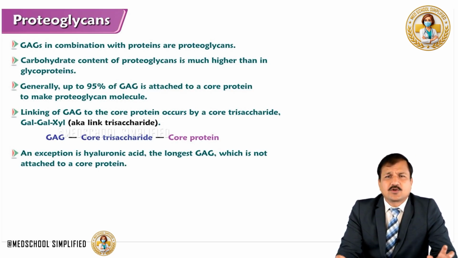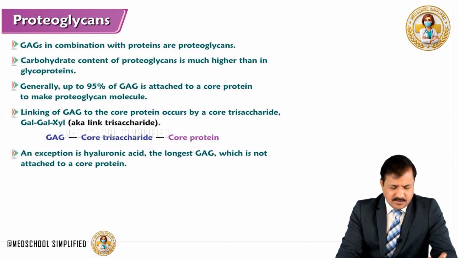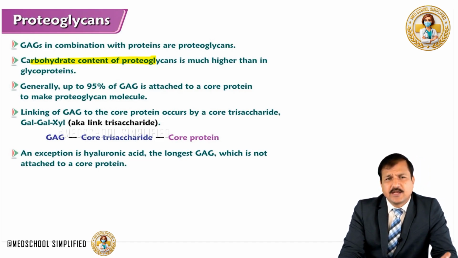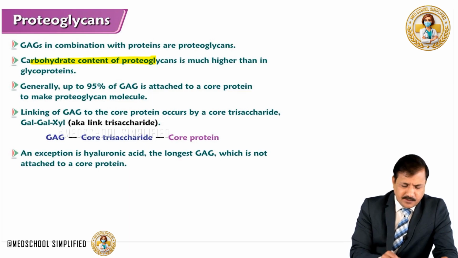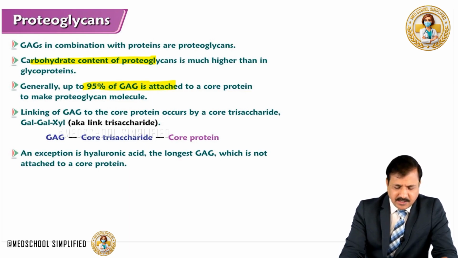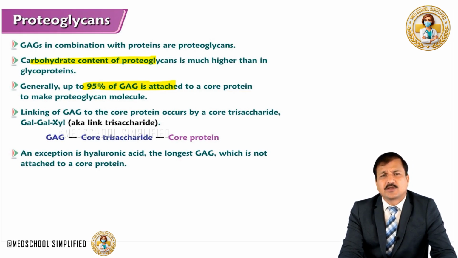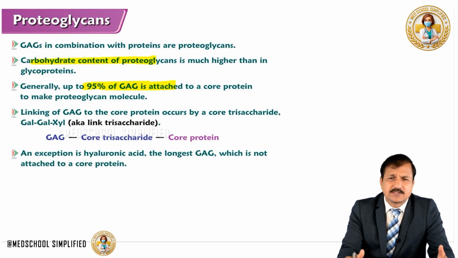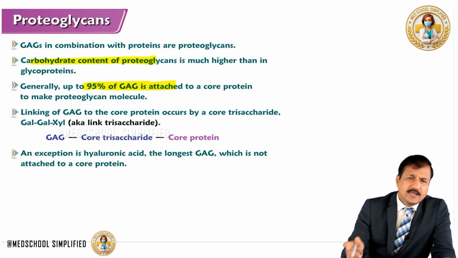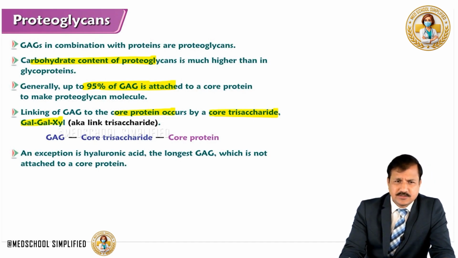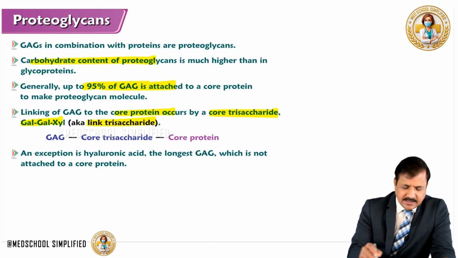Glycosaminoglycans interact with core proteins to become a proteoglycan molecule, and the carbohydrate content in proteoglycan is much higher than glycoproteins. Generally, up to 95% is glycosaminoglycan that is attached to a core protein, it will make a proteoglycan molecule. It is the carbohydrate because it is a heteropolysaccharide. Linking of glycosaminoglycan to a core protein occurs by core trisaccharide, and the core trisaccharide is galactose-xylose, which is also referred to as a link trisaccharide.